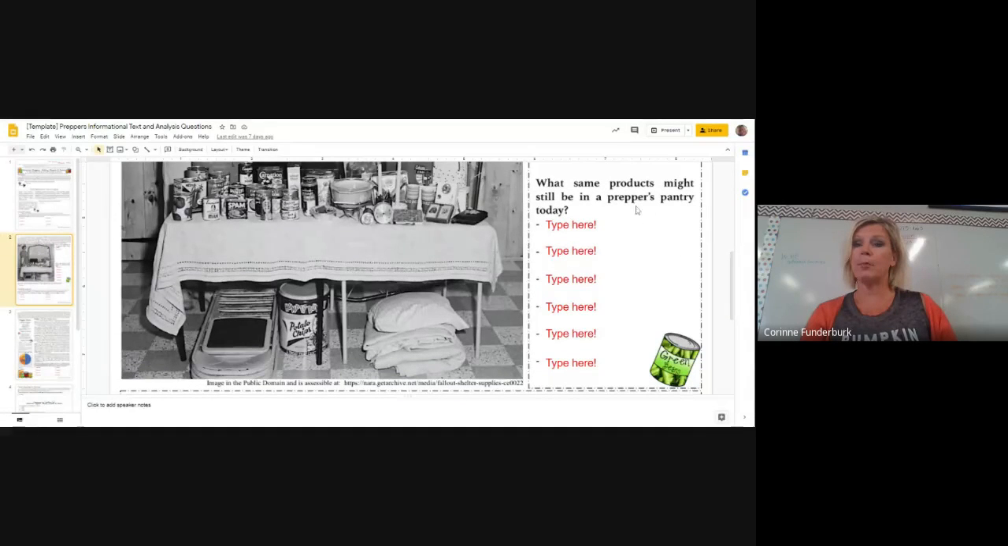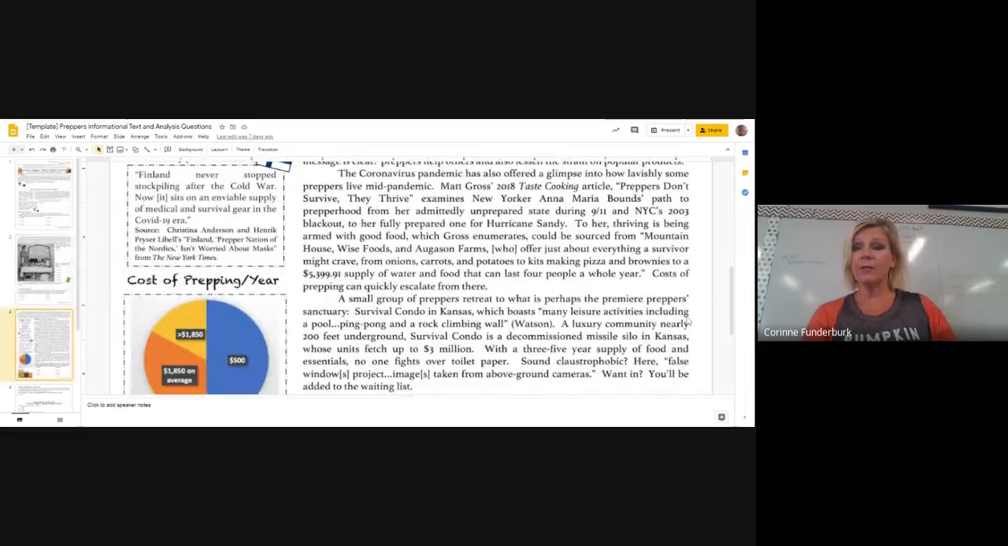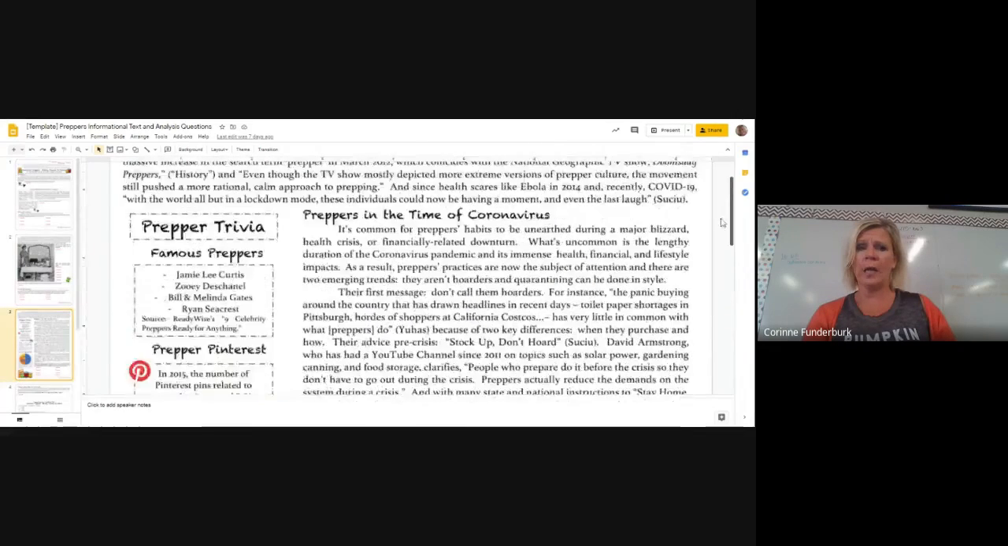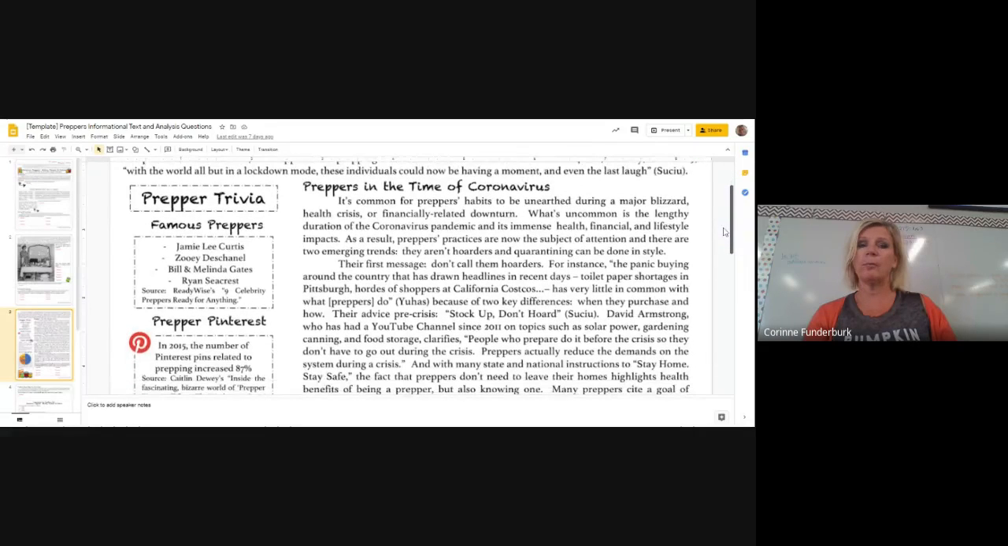Okay, if you don't know what a prepper's pantry is, that's like their closets. What would they put in their closets for food? You might have a pantry at your home. I don't have one. I don't have a very big house, so I just put them in cupboards. And then you have one more thing here that's kind of a lot of words, and you're like going, oh my gosh, that's too much to read. Talks about prepper trivia. There's famous preppers like Ryan Seacrest. Oh my gosh, I didn't know he was a prepper.